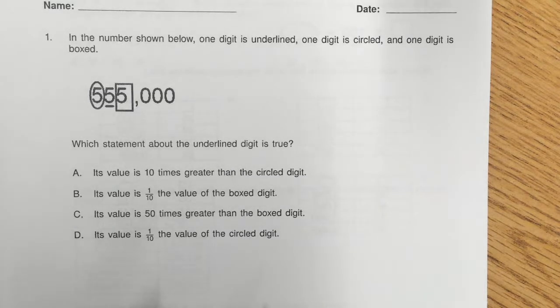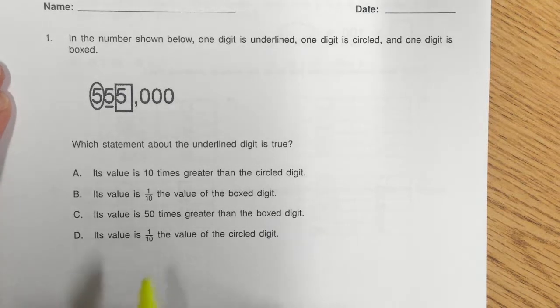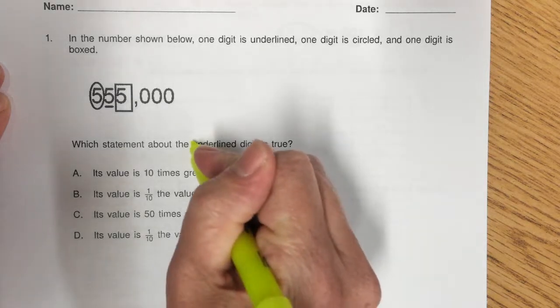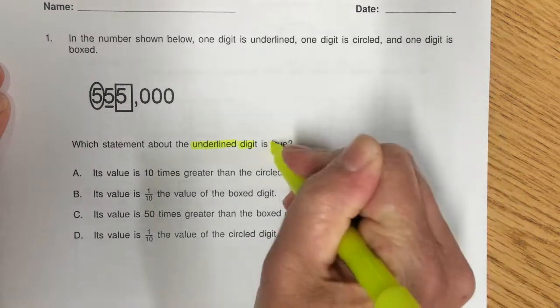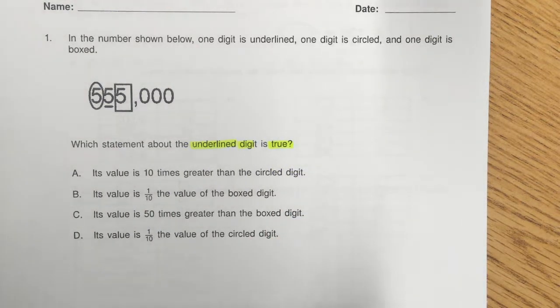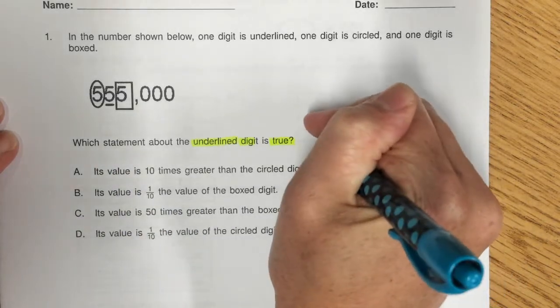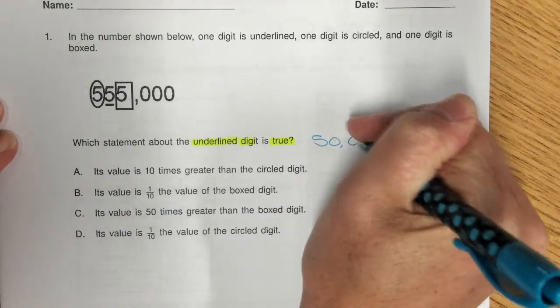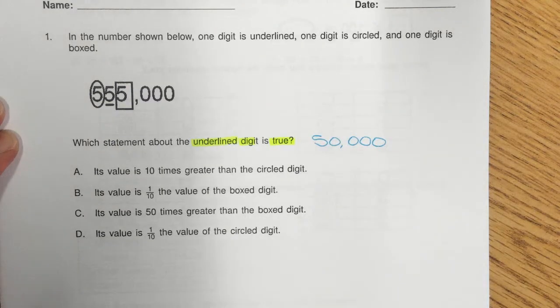This question says, in the number shown below, one digit is underlined, one is circled, and one digit is boxed. And so we have 555,000. The question is asking me which statement about the underlined digit is true. So I'm going to look at my underlined digit. My underlined digit is 50,000. And now I can go to my answer choices.